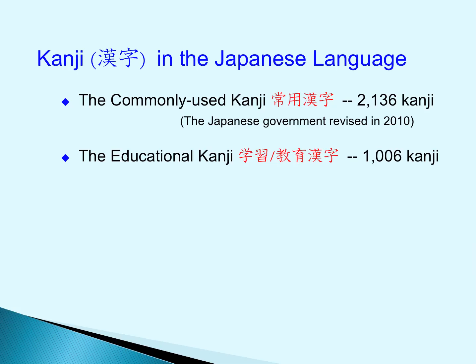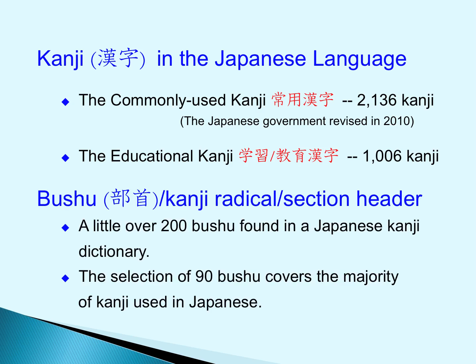In 2010, the Japanese government revised the list of Jōyō kanji, the commonly used kanji, and now there are 2,136 kanji on the Jōyō kanji list. Educational kanji remains unchanged. Among the kanji currently used in Japanese, there are a little over 200 Bushu, many of which appear only once. This series of 90 Bushu will give you a strong foundation to learn practically all the kanji used in the Japanese language.